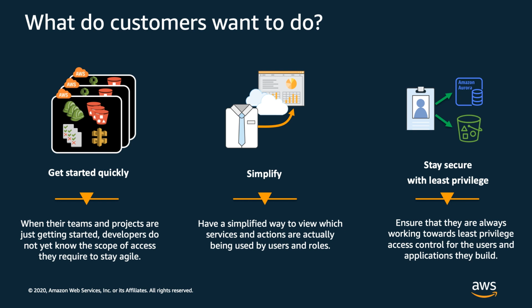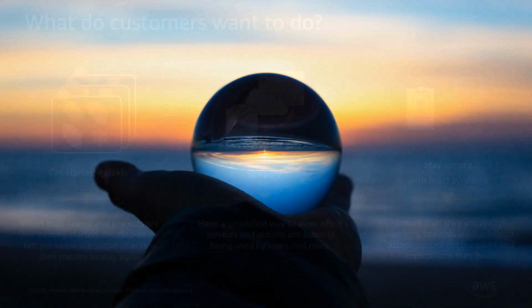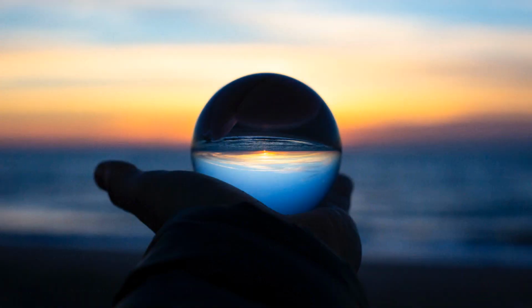Over time, when usage patterns are established, customers want to ensure that they are always working towards least privilege for users and the applications they build. Some customers have told us they need a simple way to get the information that could help them determine the actual access and remove unused permissions without impacting the users or the applications using them. Wouldn't it be great if you could have a way to see what services and actions are actively being used?